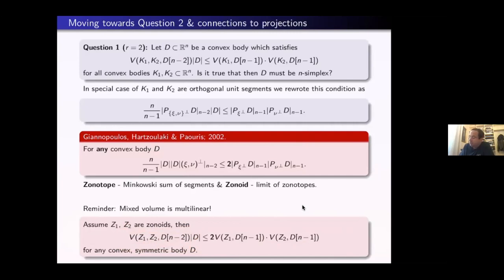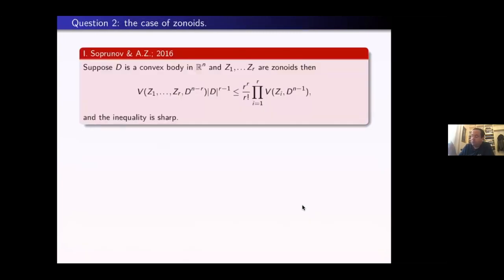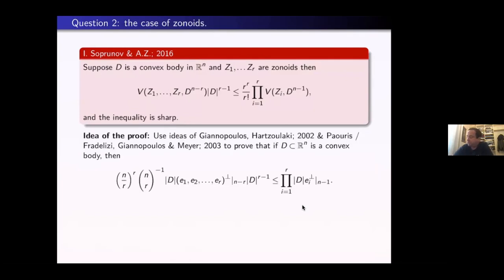And actually you can use more and more inequalities for projections to create more interesting inequalities of those types. So for example, Ivan and I were able to prove such an inequality for projections, which is very nice, and thus prove the following inequality for mixed volumes, where again we use not only two, but a few zonoids.